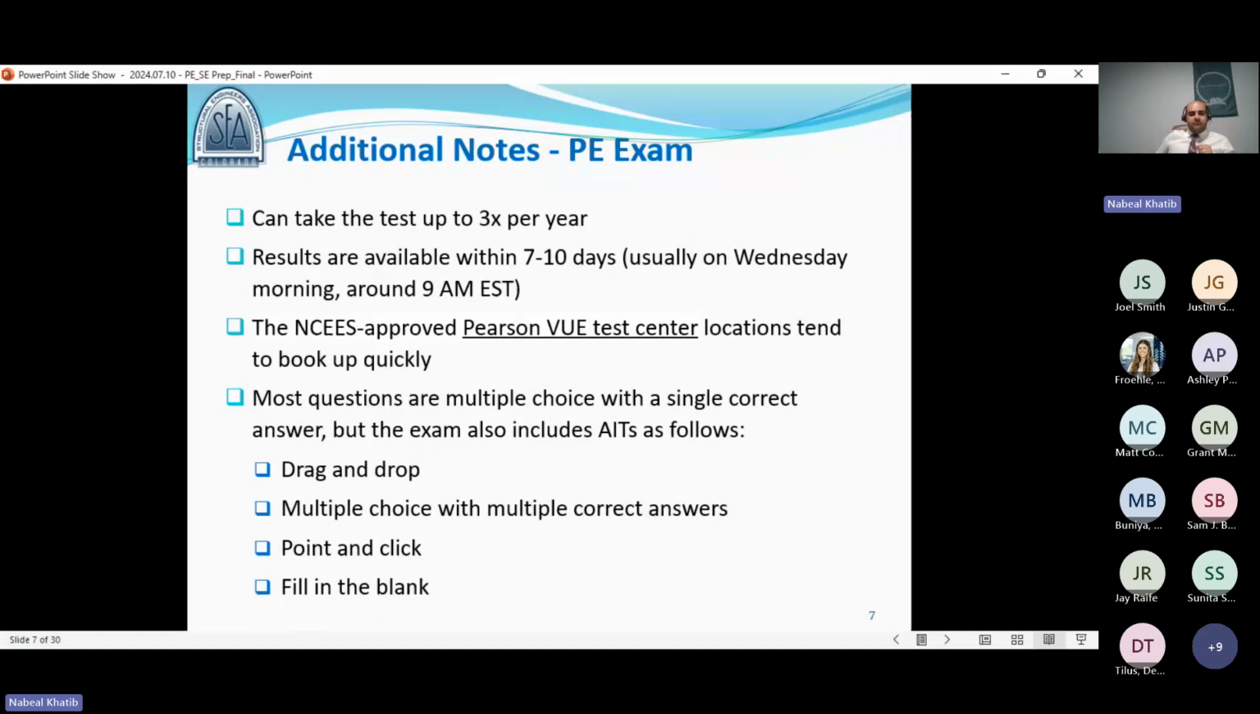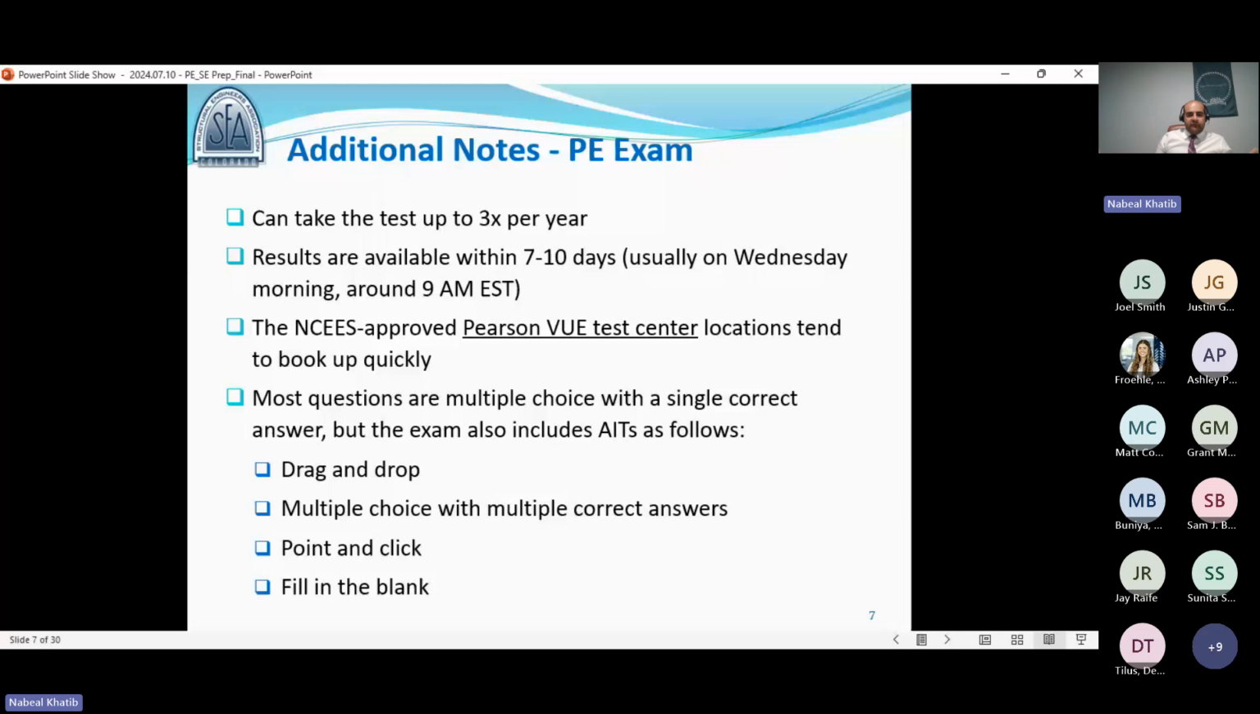The exam can be taken anytime, but up to 3 times a year. You cannot take the exam more than once in what they call the window, which is basically a quarter. So you could take it up to 3 times a year, but each quarter you could take it once only.